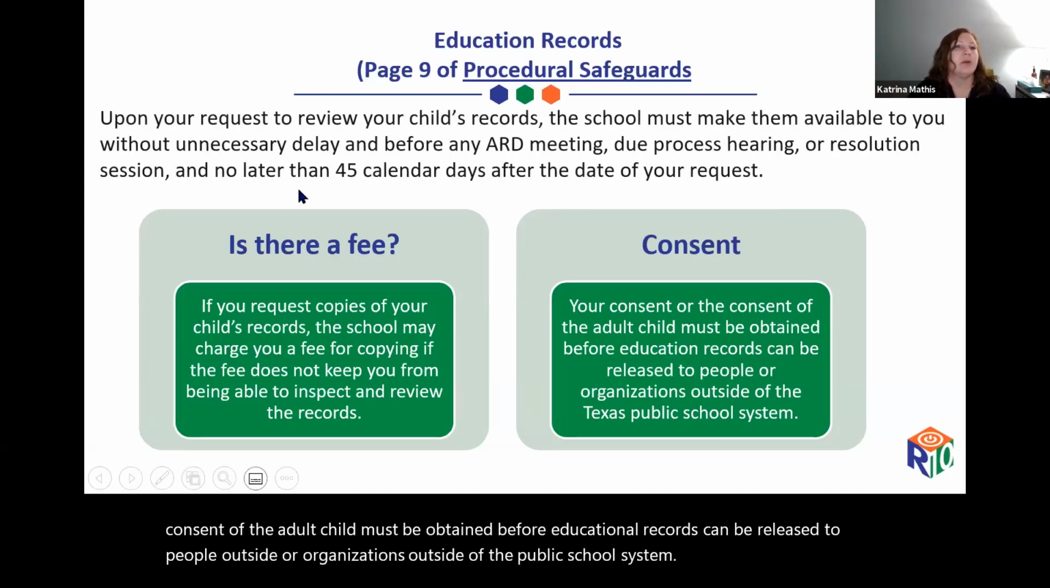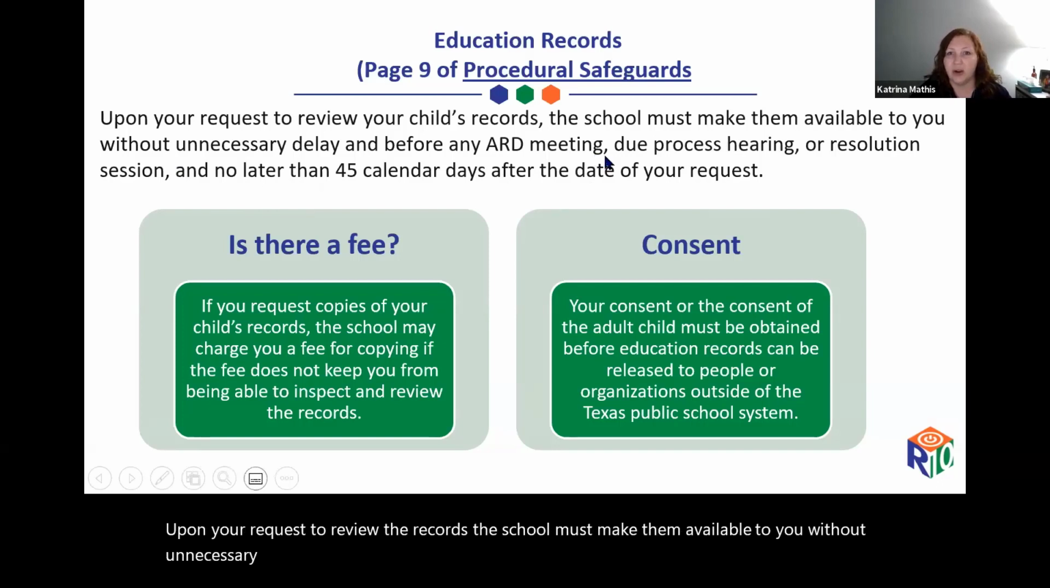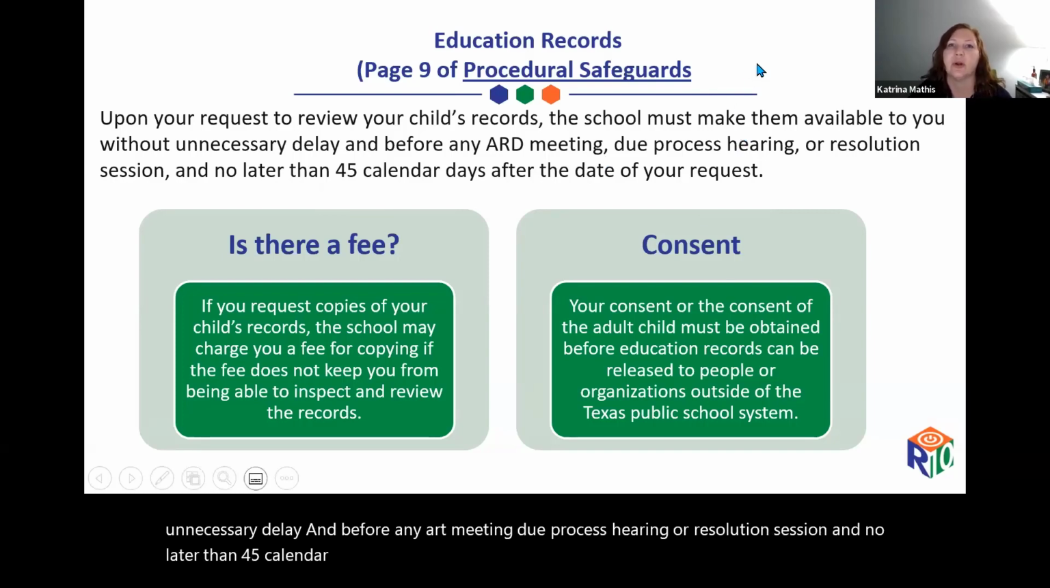Upon your request to review the records, the school must make them available to you without unnecessary delay and before any ARD meeting, due process hearing, or resolution session, and no later than 45 calendar days after the date of your request.